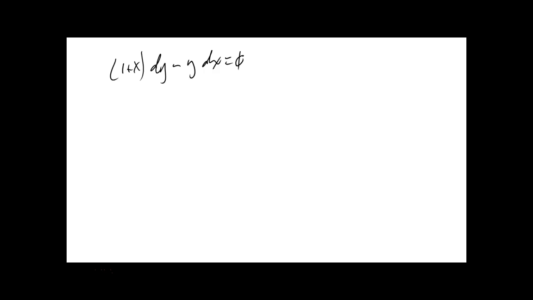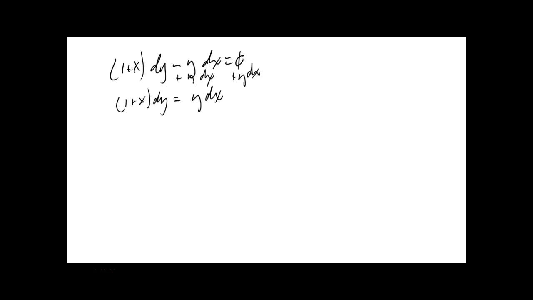What would be your first step? It may not be clearly separable. What would you do? Okay, yeah, let's move to the other side. We'll have 1 plus x dy is equal to y dx. Add a y dx to both sides. Okay? Now we've still got x's and y's mixed.